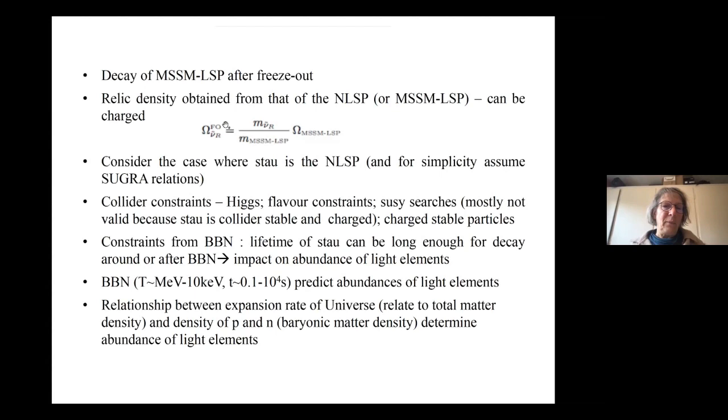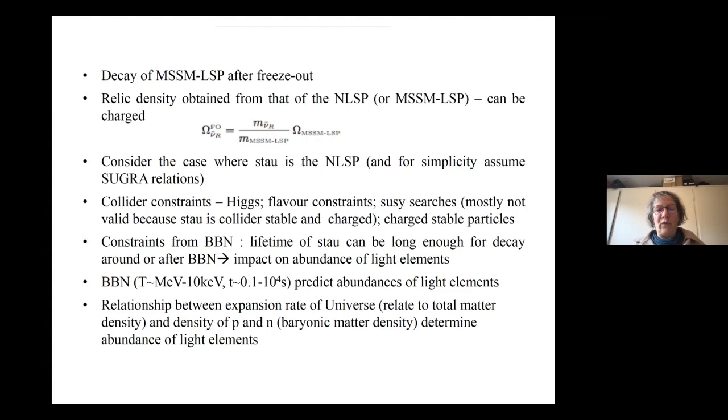So just let me give you a specific example where we would have a model with a neutrino dark matter that comes from the second process, the decay of the MSSM LSP after freeze out. So the relic density will be obtained from that of the NLSP because it can be charged. So the freeze out density of this neutrino will be given by just the ratio of the mass of this neutrino to the mass of the MSSM LSP. And let's consider, just for definiteness, the case where the tau is the NLSP, so the NLSP is charged.